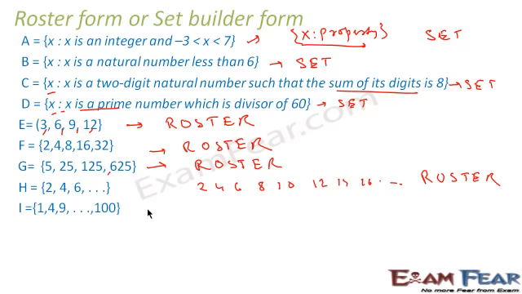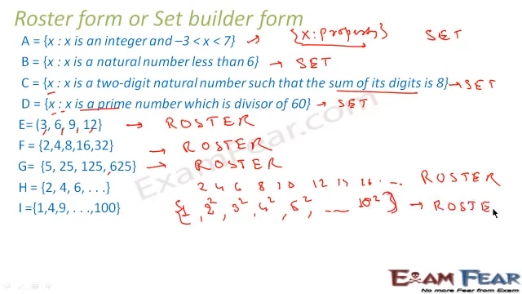We'll take one more example. In this, the 3 dots are in the center and it goes till 100. So it means it is 1, 4 is 2 square, 9 is 3 square, then it is 4 square, 5 square, it continues till 10 square is 100. So here also, all the elements are listed separated by comma and enclosed in curly braces. So it is also in roster form.